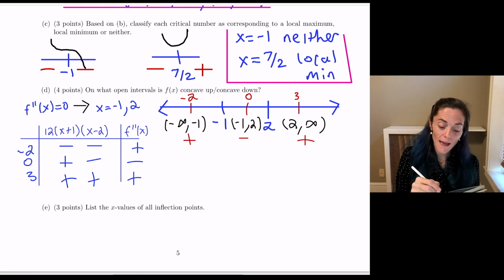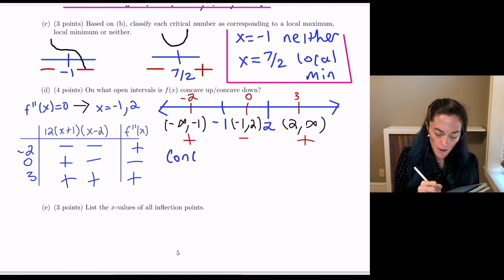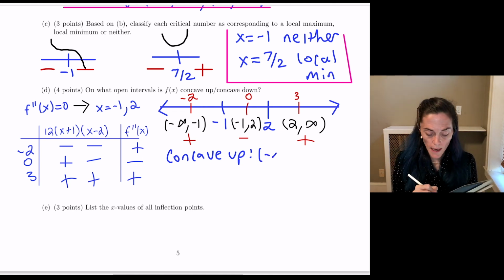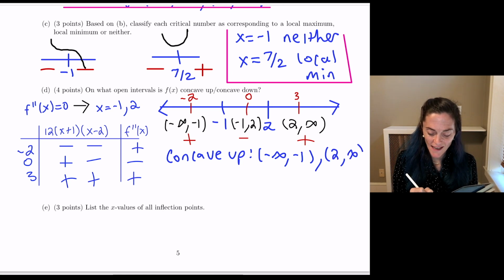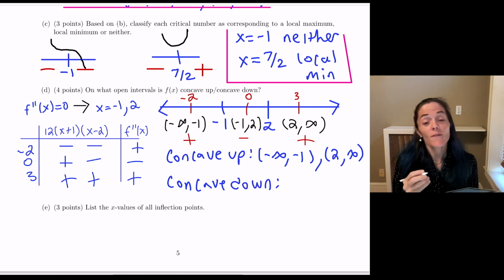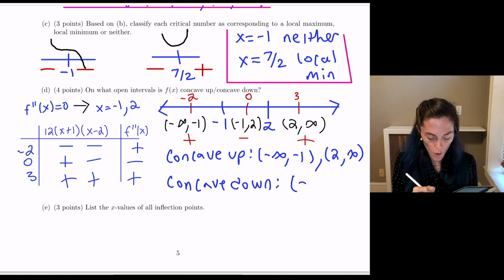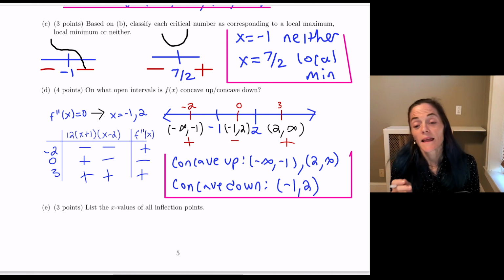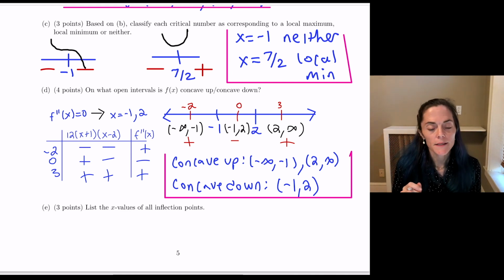Now, we get ready to make our conclusion. The graph of my function is concave up everywhere I see a plus, which would be -infinity to -1 and 2 to infinity. The graph of my function is concave down everywhere I see a minus, which is this one open interval, -1 to 2. And I have boxed that part.